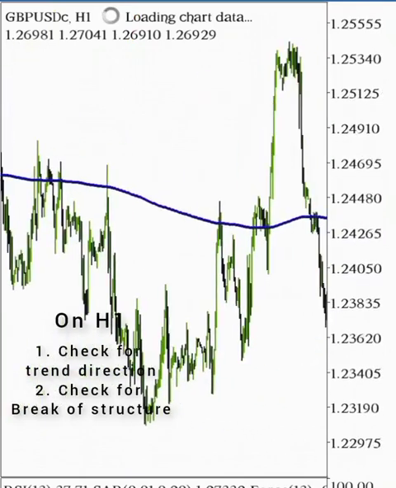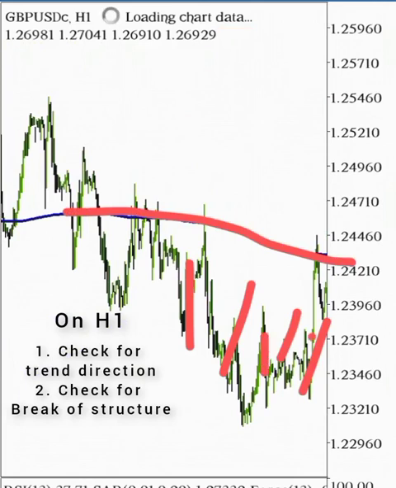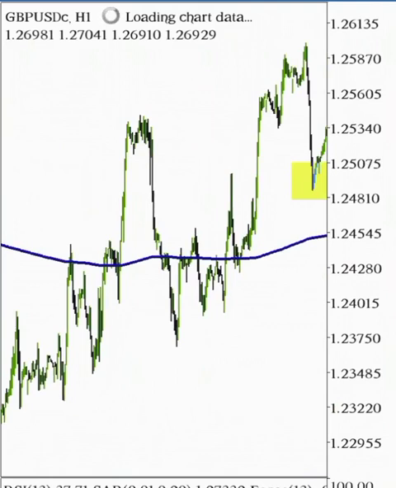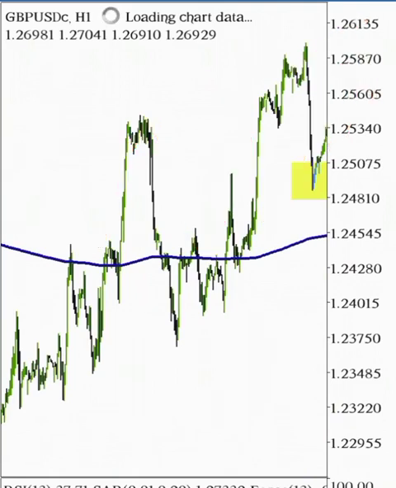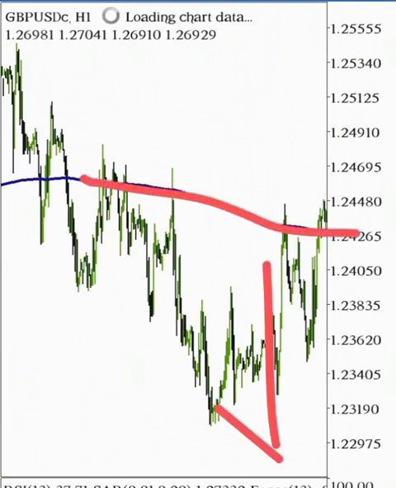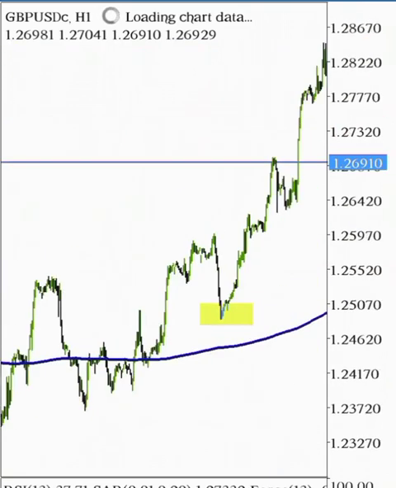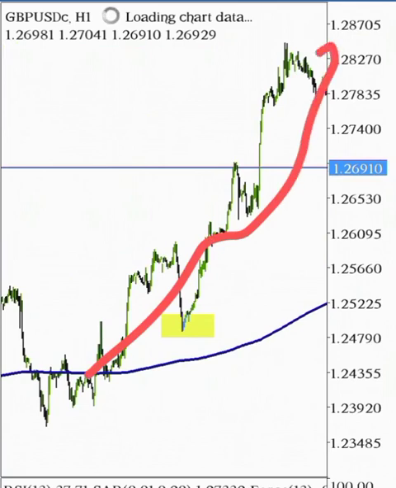Now, take for instance, when you look at this, this is our 800 moving average. The candles are beneath it. That means the market is falling. The market is in a downtrend. Now the candles are above our 800. That means we are now in an uptrend. So in a downtrend, when we have candles below our 800, we should always look for selling opportunities. And when we have candles above our 800, we look for what? Buying opportunities.